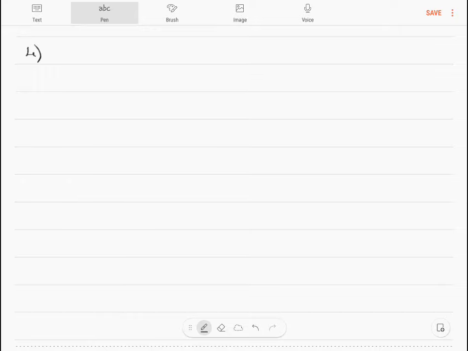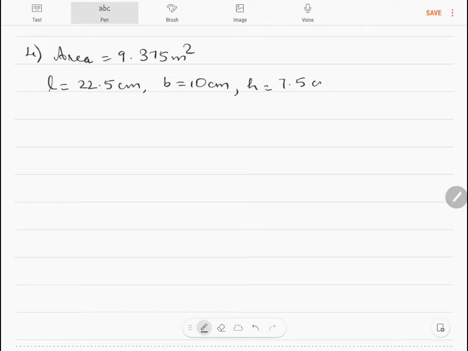The paint in a certain container is sufficient to paint an area equal to 9.375 meter square. How many bricks of dimensions 22.5 centimeter by 10 centimeter by 7.5 centimeter can be painted out of this container? Given: area is 9.375 meter square, length is 22.5 centimeters, breadth is 10 centimeters, height is 7.5 centimeters.